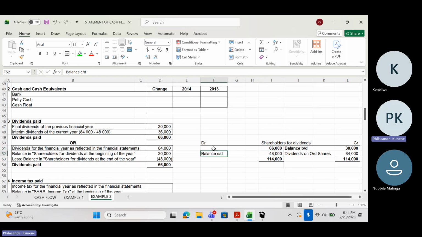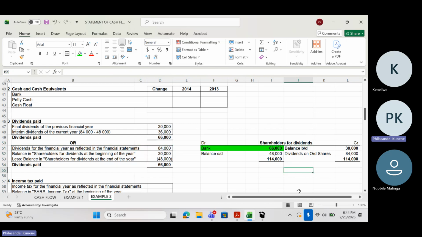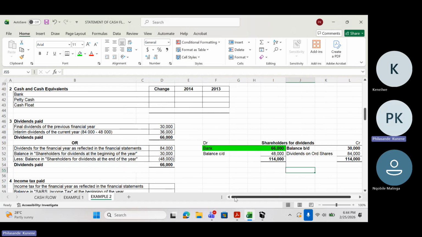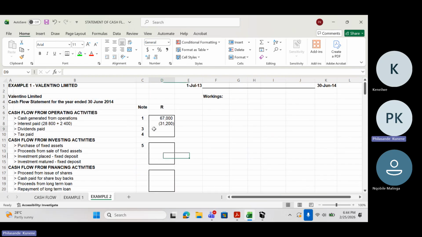Dividends that were paid. So I'll say here bank, and then this will be my dividends paid. You can see, guys, I did show this before. I'm showing it again so that you know that as much as they say this is a note, it's something that you can do using the general ledger accounts. General ledger accounts are very important when it comes to the cash flow statement. Okay, dividends paid 66,000. So I'm going to say here minus 66,000 rands because these are dividends that were paid.